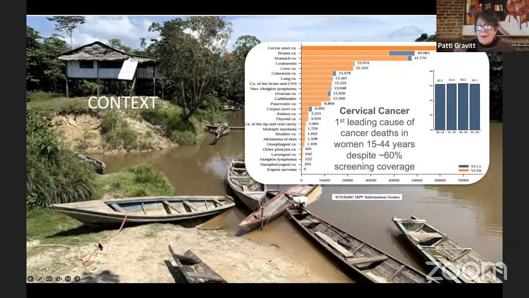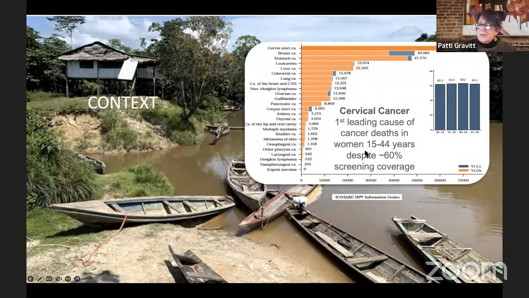So the context of our application of participatory group model building: we were working in Iquitos, which is in the Peruvian Amazon. Iquitos is the largest city there. One of the things that's remarkable about Iquitos is that it's one of the few cities, if not the only city in the world, that's only reachable by boat or by plane. You cannot reach it by car.